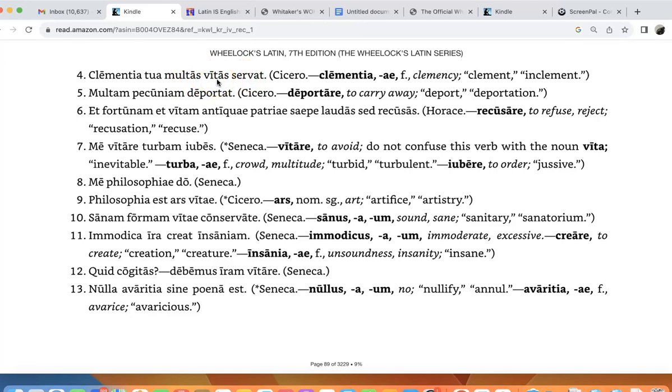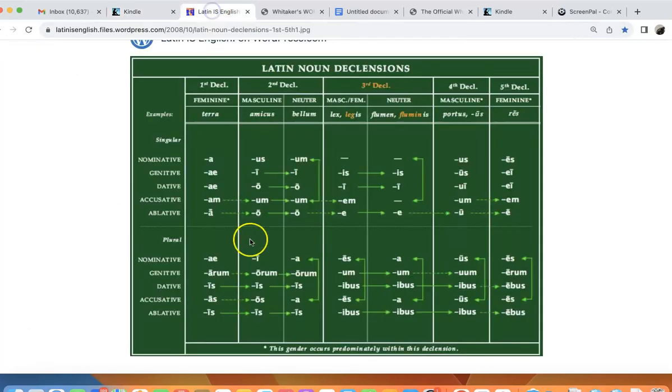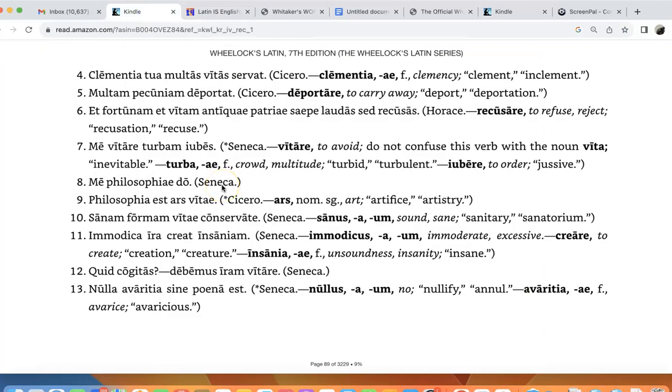So instead of executing or punishing or sending in exile, Cicero believed in right reasoning as moral judgment. He kind of follows Plato: to know is to know virtue. And so tua clementia servat, and then notice the multes vites. So we go to our endings here. Accusative plural is es, and so that tells us it's many lives. So your clemency saves many lives.